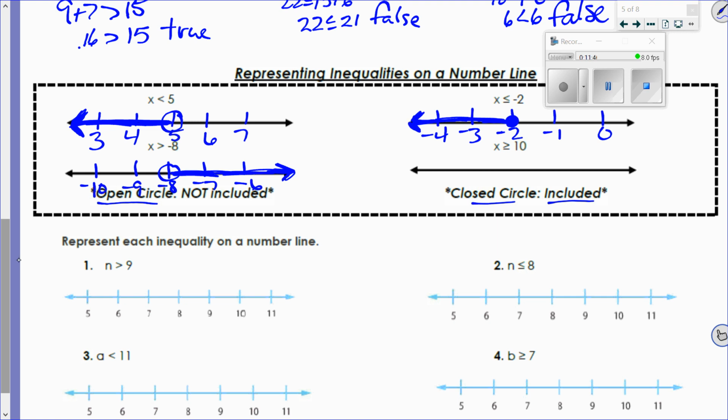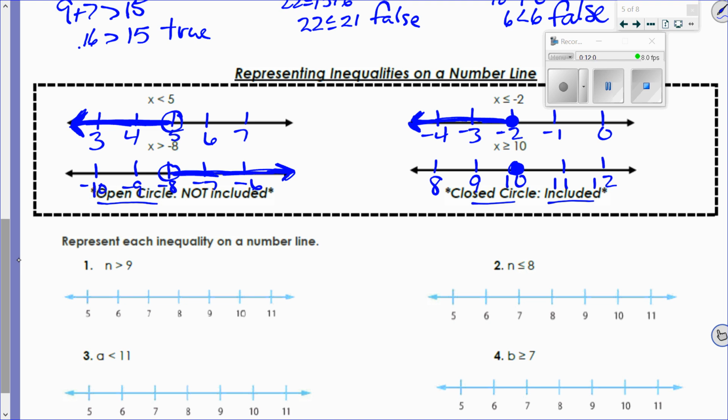Okay, our last one, we're going to do around 10. So I'll draw my number line around 10. Again, my first question, is 10 greater than or equal to 10? Yes. If I'm saying yes, that means that number is included. So I close the circle to show that that is part of my data set.